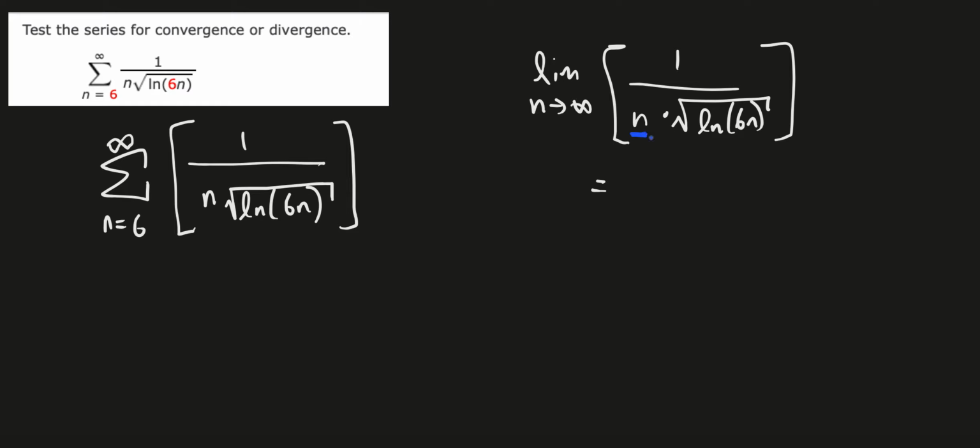And this is going to get infinitely large, and the square root of the natural log is also going to get larger and larger. So the denominator in general is going to get larger and larger, which means we're essentially going to get 0, since the numerator is just 1 and not changing. So this is inconclusive. The divergence test doesn't help us here.